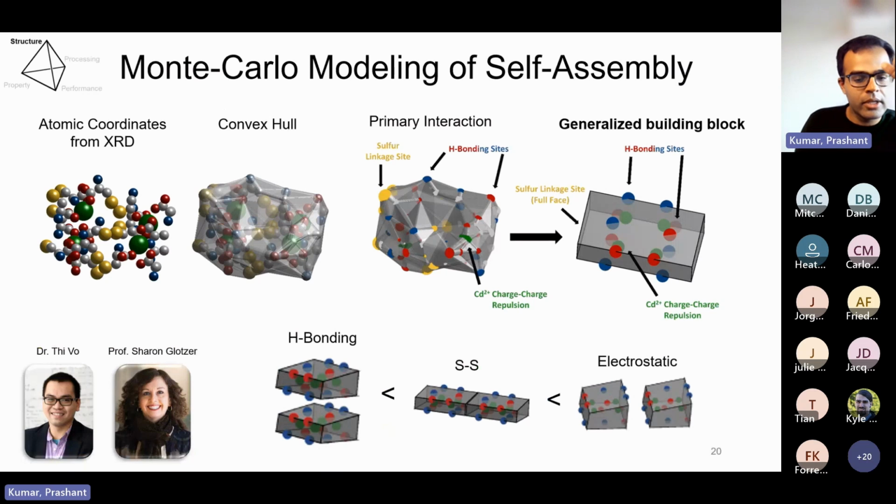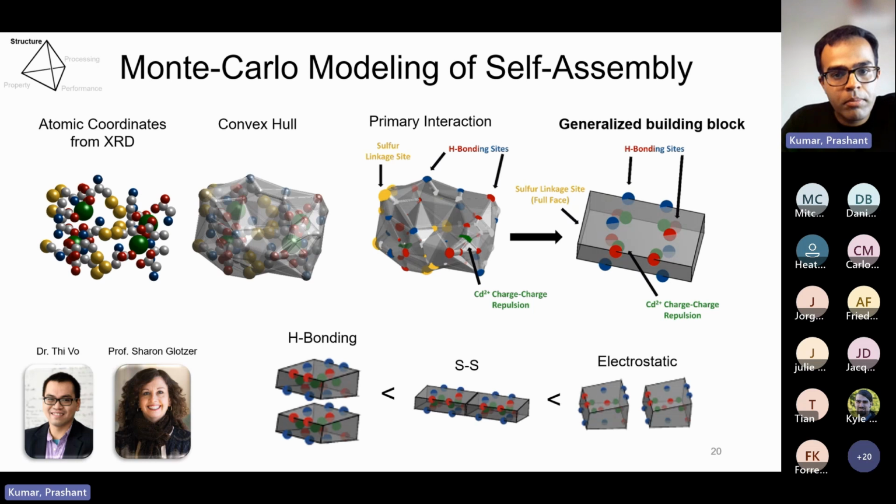And we collaborated with Professor Sharon Glotzer and Dr. Thi Vo, who are experts in modeling the self-assembly of nanoparticles. And this atomic structure that I solved, I gave it to them. They took the atomic coordinates from there and they did their whole magic. I'm not going to go into the details of it.